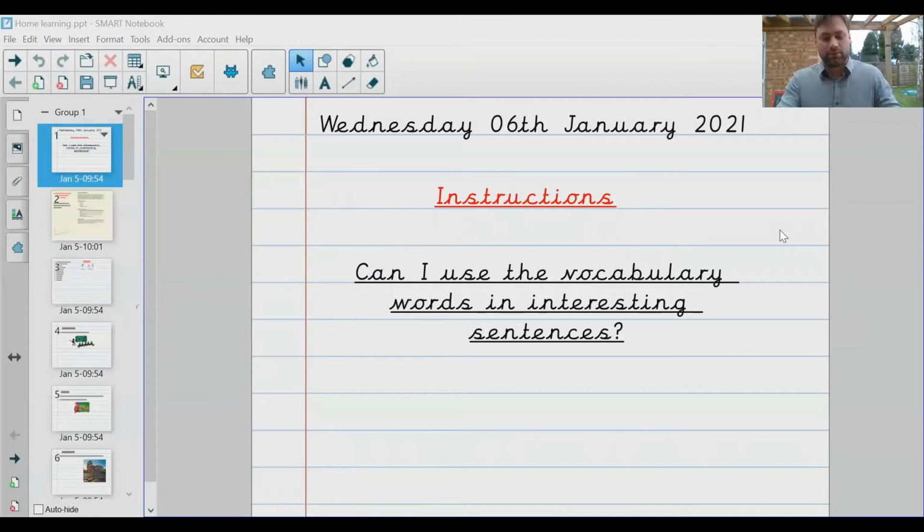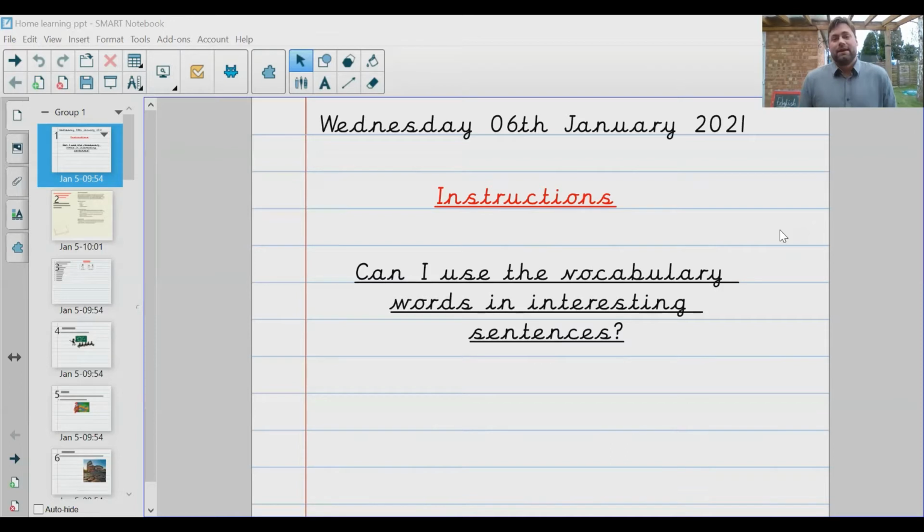Obviously, yesterday we started our topic on instructions. You watched me unsuccessfully put a jumper on because I wasn't following instructions properly. And once I did follow my own instructions, I was able to put the jumper on correctly, just showing you how important instructions are. And thank you to everyone who put videos and pictures of yourselves following instructions on Tapestry with an item of your choice around the house.